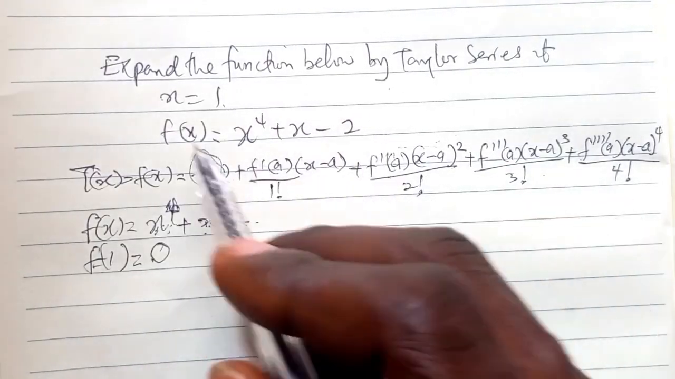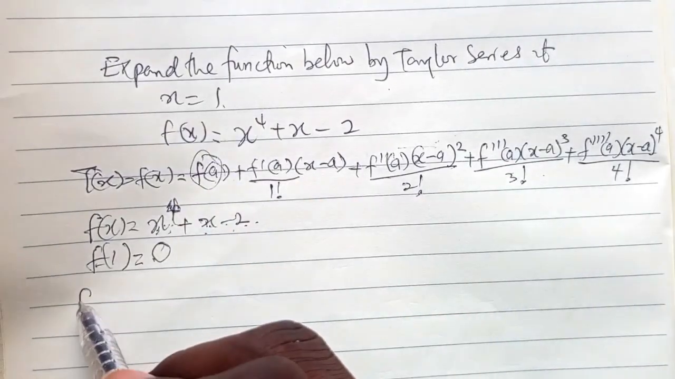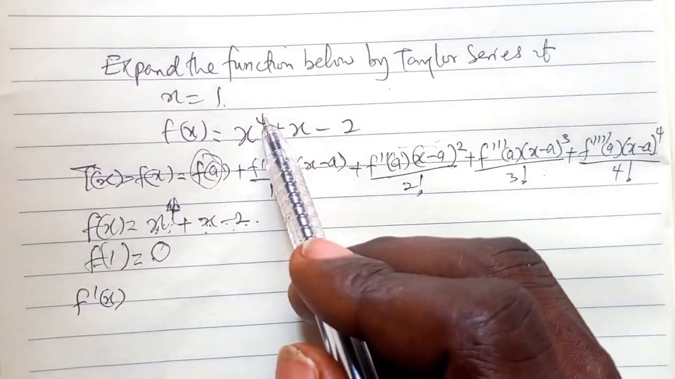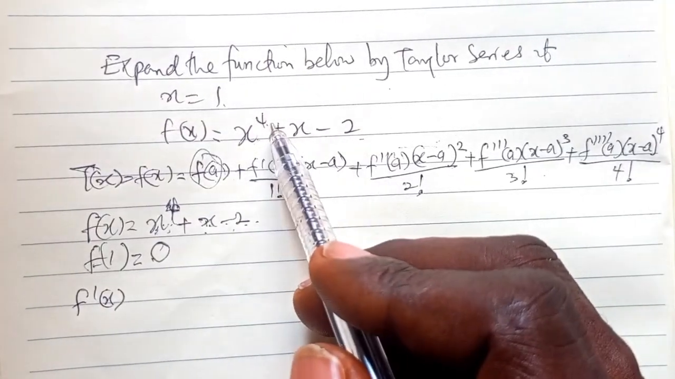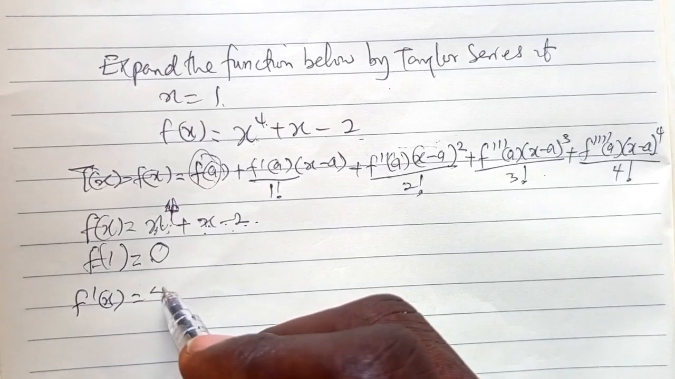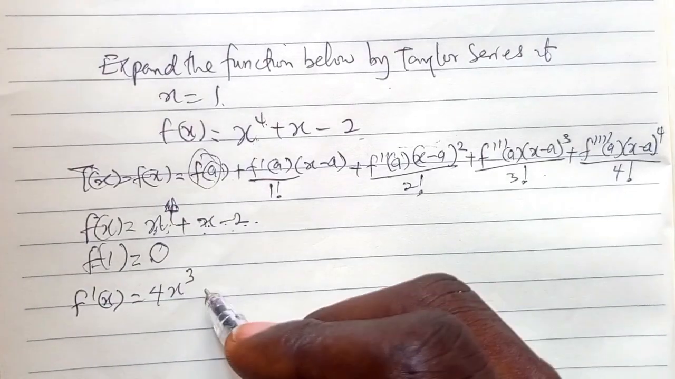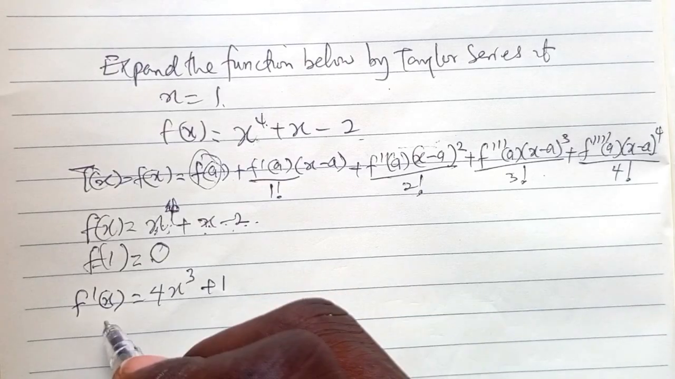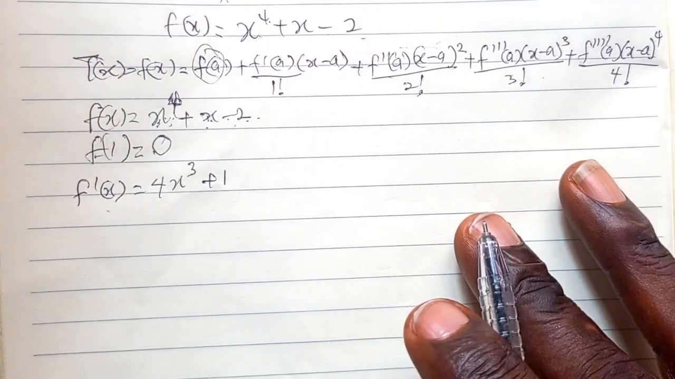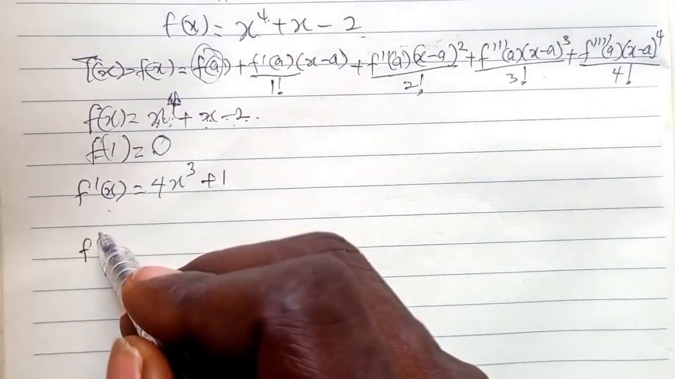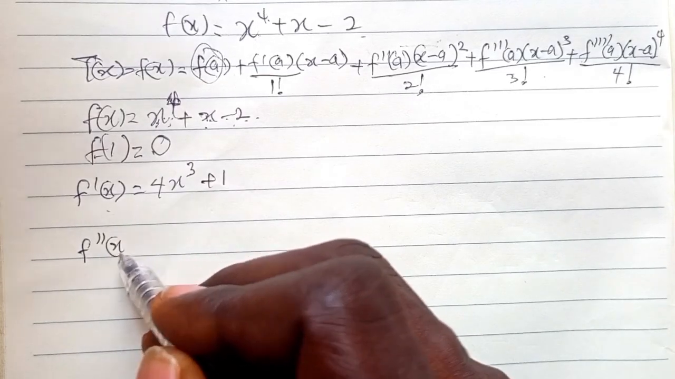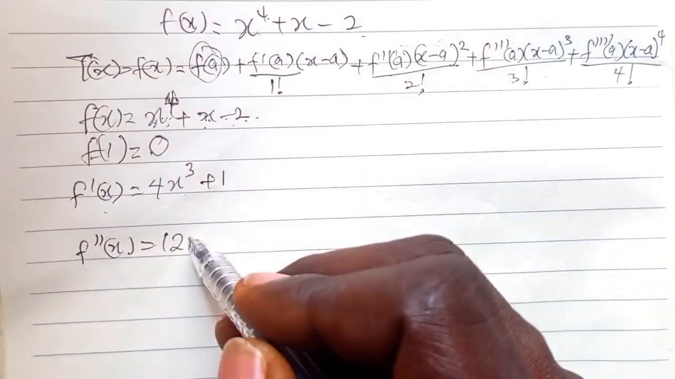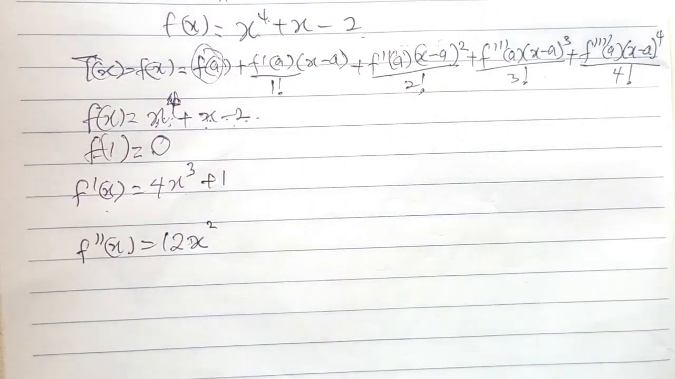Then next thing, start getting your differentials. Start differentiating. So the first one will be f prime of x. So I'm going to differentiate this guy now. x to the power 4 plus x minus 2. So this will be 4x to the power 3 plus 1 when you differentiate. So let me not put the values yet. Let me just go do the second differential. So I'm going to put f prime prime of x. So I'm differentiating this one now. So this will be 12x squared.